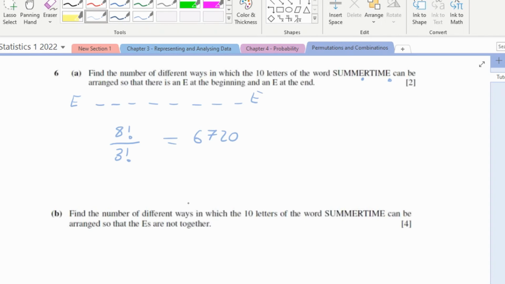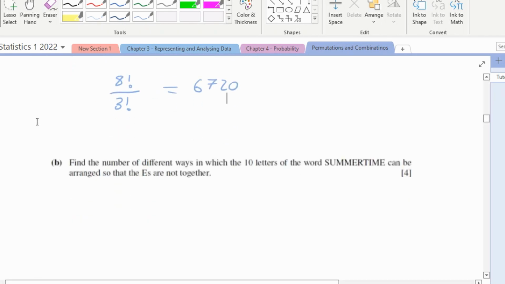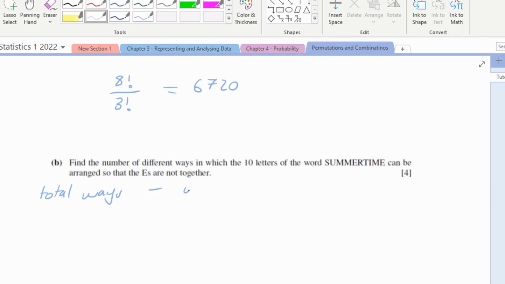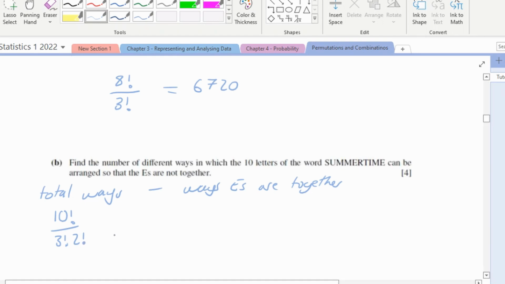Find the number of different ways in which the 10 letters of the word sometime can be arranged so that the E's are not together. What's our strategy here? Total ways, subtract ways the E's are together. That's the strategy for this. Now let's see, what are the total ways? Thomas, what do you reckon? Yeah, good man. All right.